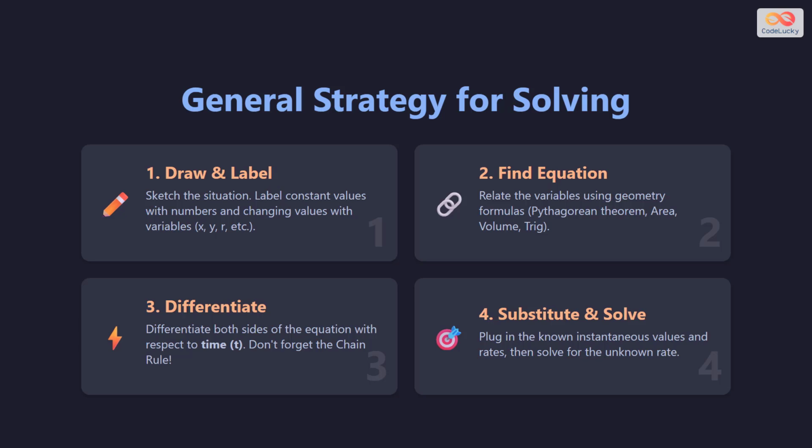To solve any related rates problem, follow these 4 steps. First, draw a picture and label your variables. Second, find an equation that connects those variables, like the Pythagorean theorem. Third, differentiate that equation with respect to time. And fourth, simply plug in your known numbers to solve for the answer.